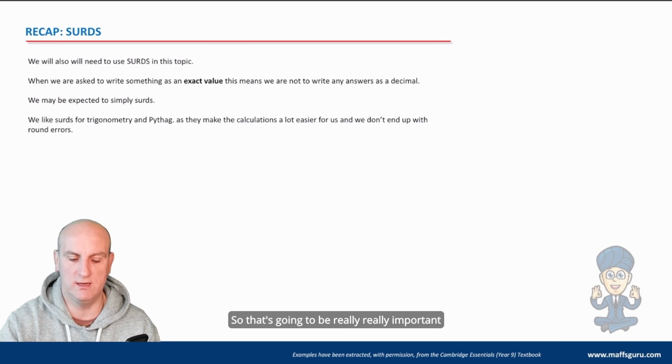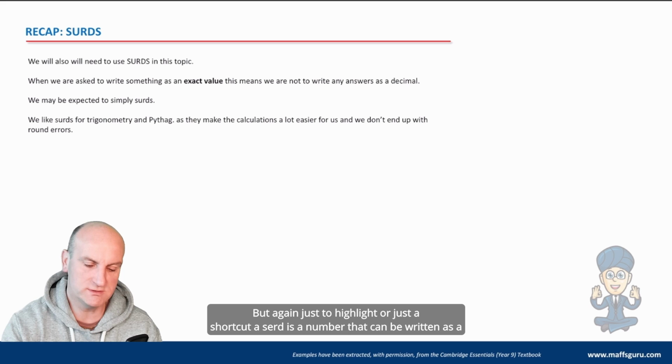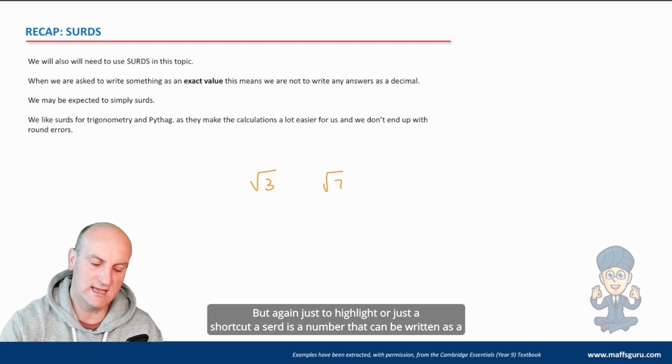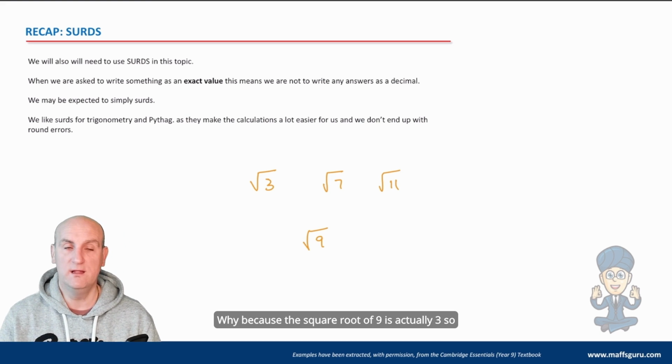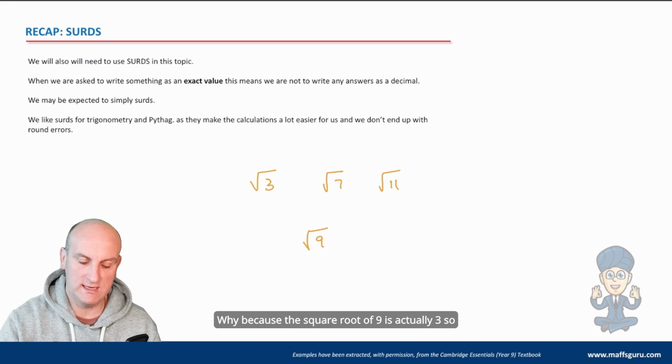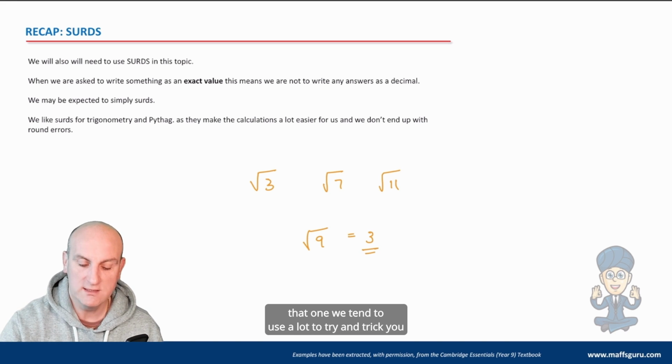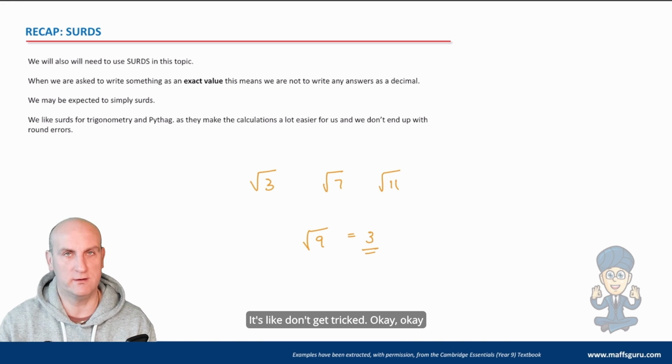So that's going to be really, really important. But again, just to highlight, or just a shortcut, a surd is a number that can be written under a square root sign. Things like those are surds. I wouldn't write root 9. Why? Because the square root of 9 is actually 3. So that one we tend to use a lot to try and trick you. So don't get tricked, okay?